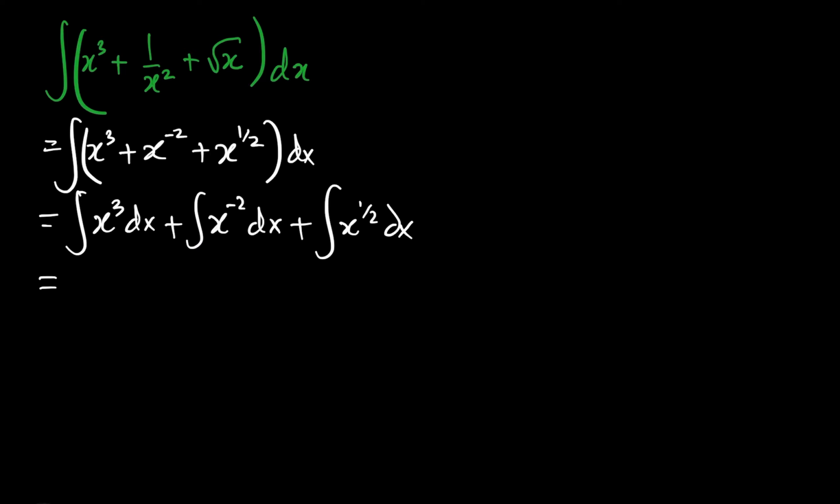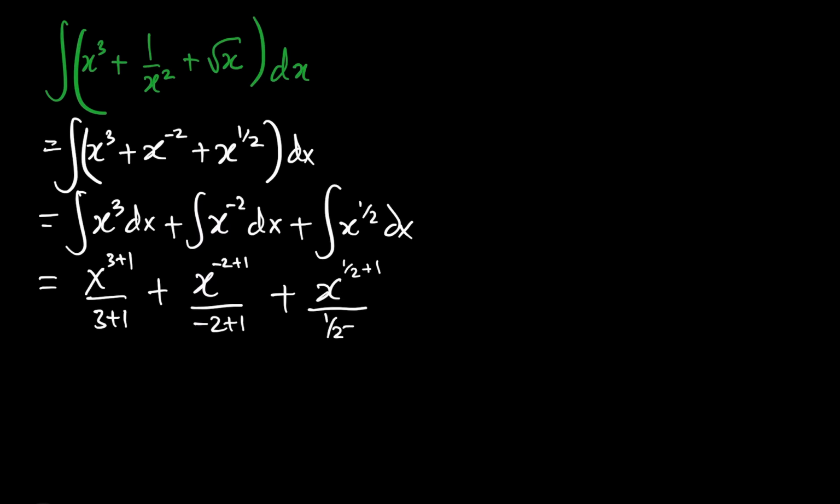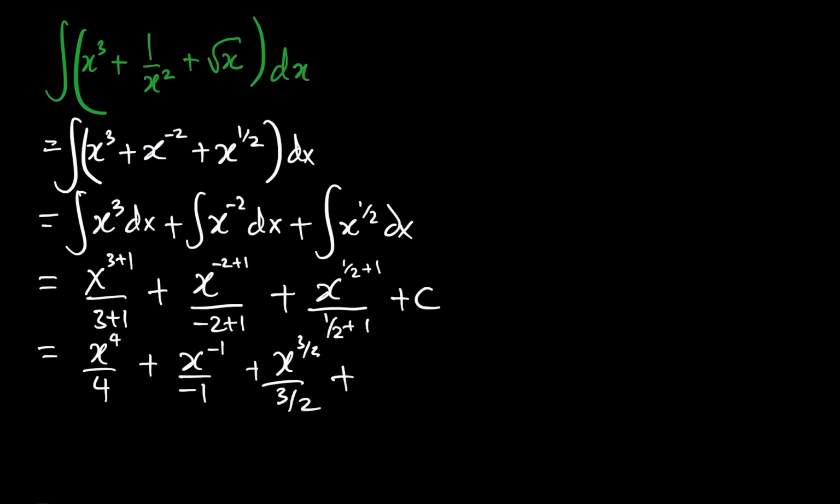Now, when we want to do that, it's going to be x to the power 3 plus 1 at the top divided by that, plus x to the power negative 2 plus 1 divided by negative 2 plus 1, plus x to the power half plus 1, you divide by the same thing, half plus 1, like that. And then we don't forget our c, our arbitrary constant. Now we end up getting x to the power 4 over 4 plus x to the power negative 1 over negative 1 plus x to the power 3 over 2 divided by 3 over 2 plus the arbitrary constant.